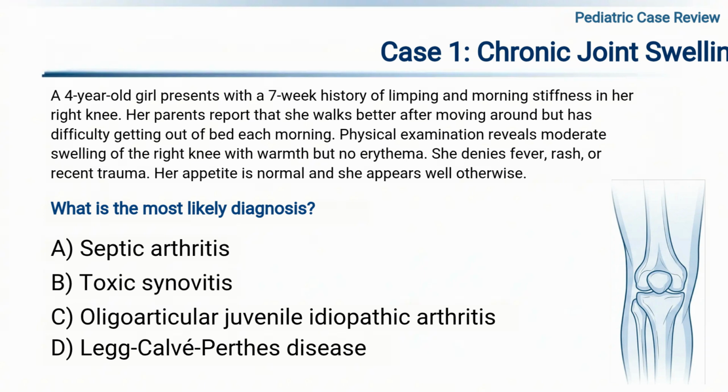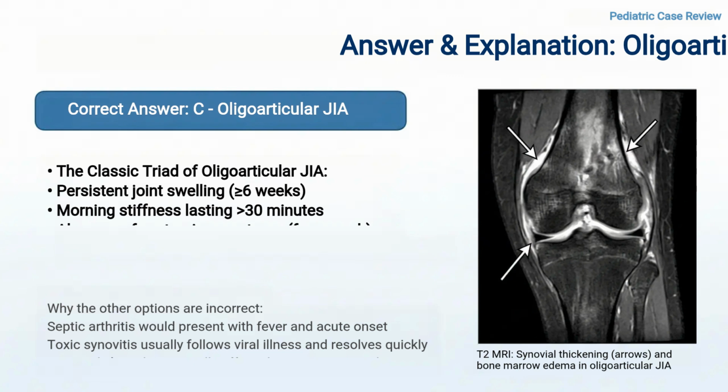What is the most likely diagnosis? Option A, septic arthritis. Option B, toxic synovitis. Option C, oligoarticular juvenile idiopathic arthritis. Option D, Legg-Calvé-Perthes disease. The correct answer is option C, oligoarticular juvenile idiopathic arthritis.